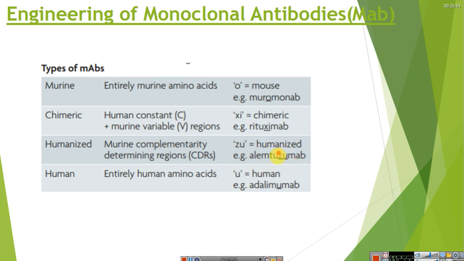So alemtuzumab, you can see that Zumab. The presence of these two letters indicates that it is humanized, having all of the antibody from human origin, but murine CDRs. It will be more clear once we see the figures. Now human, so only U will be there. Adalimumab: there is no Ximab, there is no Zumab, there is no Momab, nothing like that. So it's a human antibody, entirely human amino acids are used for this kind of antibody.